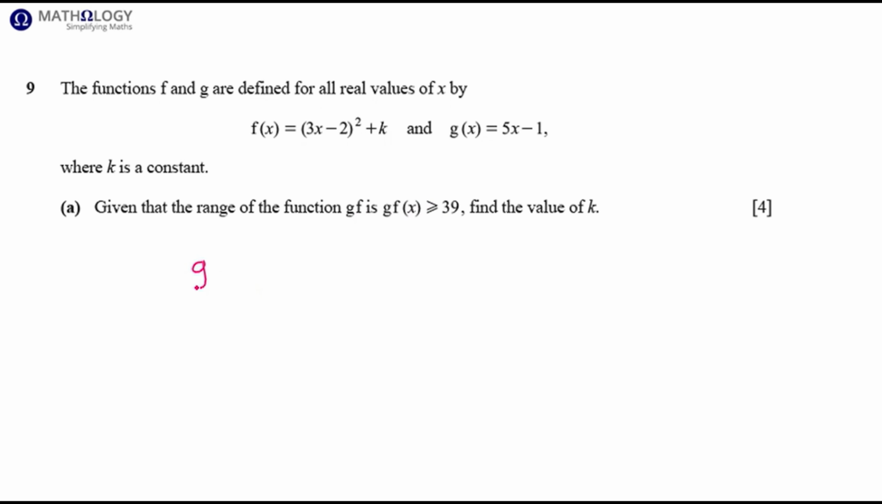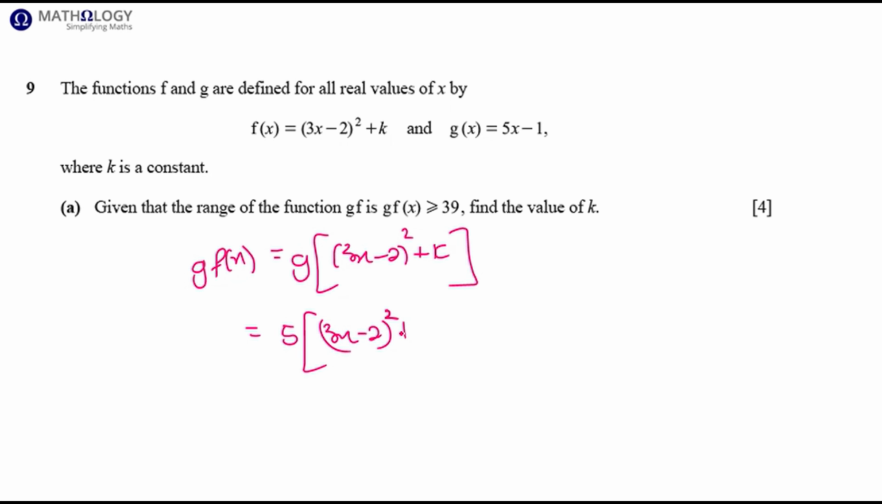Okay, so the function g of f will be g of (3x minus 2) all squared plus k, which will be 5 times (3x minus 2) all squared plus k, minus 1. Now, the range of this function of x is greater than or equal to 39. We need to first bring this 5 into the square brackets because k is a constant here. So 5 times (3x minus 2) all squared plus 5k minus 1.